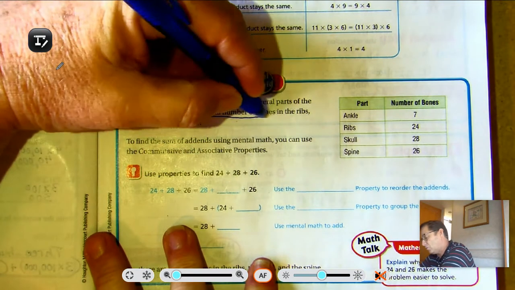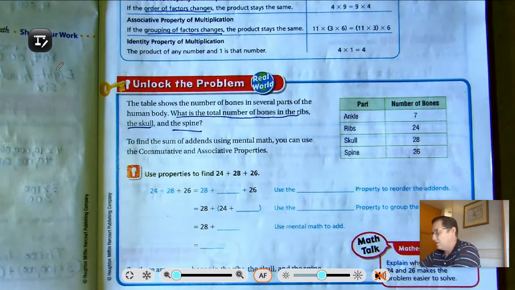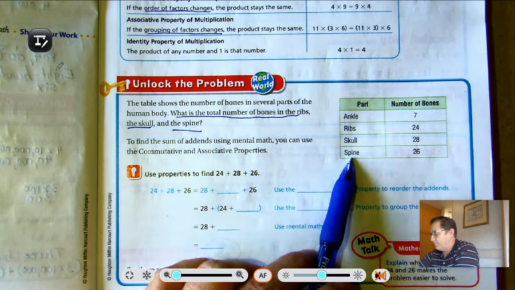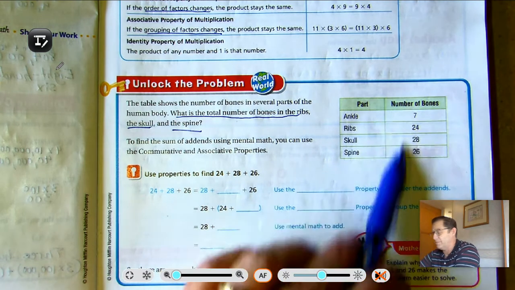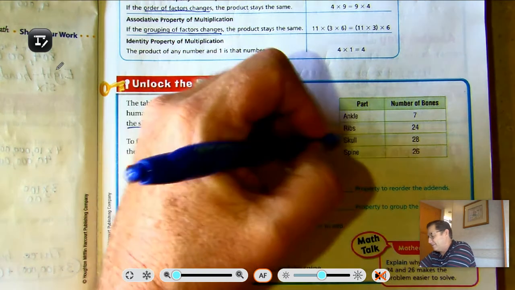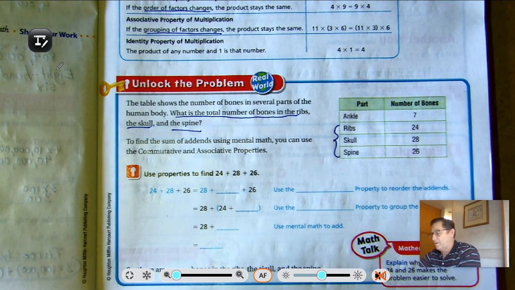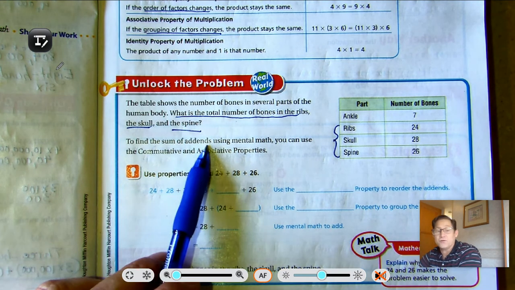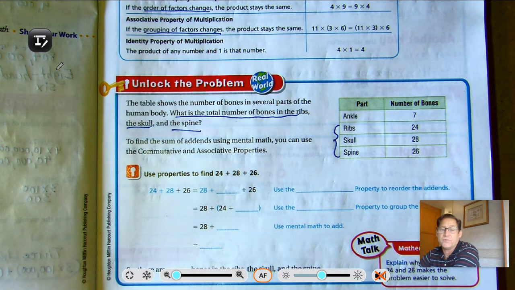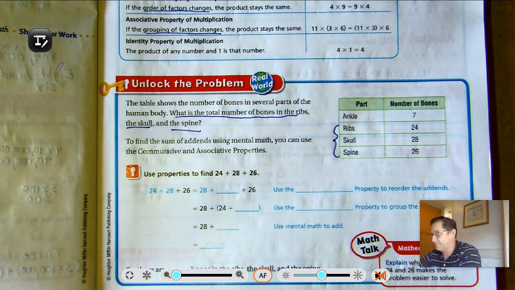What is the total number of bones in the ribs, the skull, and the spine? So here's our table. We have 4 different body parts and the number of bones in those body parts. And so we want the ribs, the skull, and the spine. To find the sum of addends using mental math, you can use the commutative and associative properties. So here we just have 24 plus 28 plus 26.